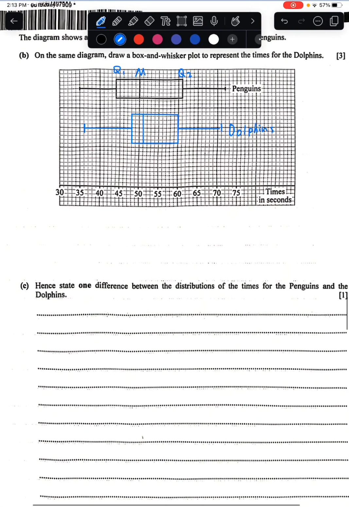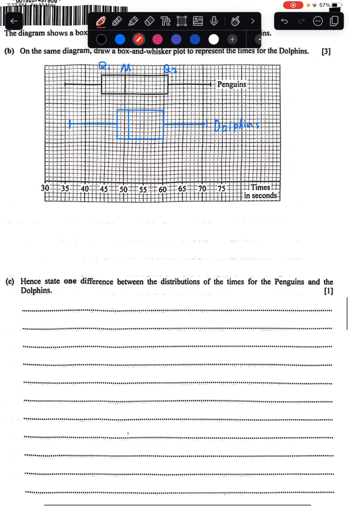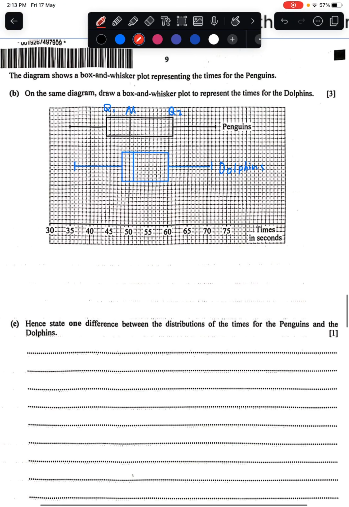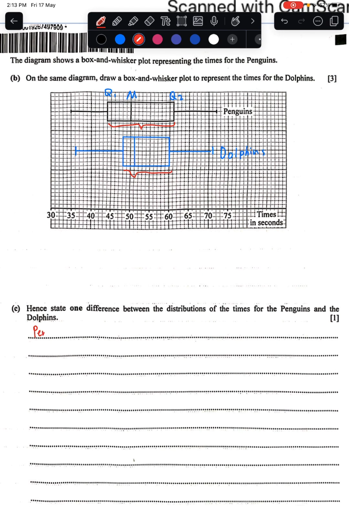And then, hence state one difference between the distributions of the times for penguins and dolphins. You can state that, as you can see from the box here, penguins have more spread than the dolphins, which means that the dolphins are more consistent.